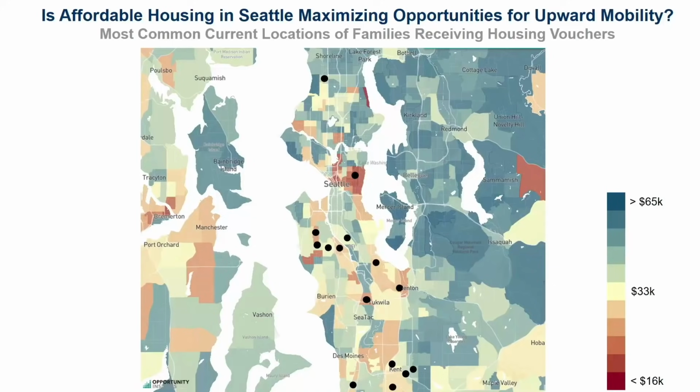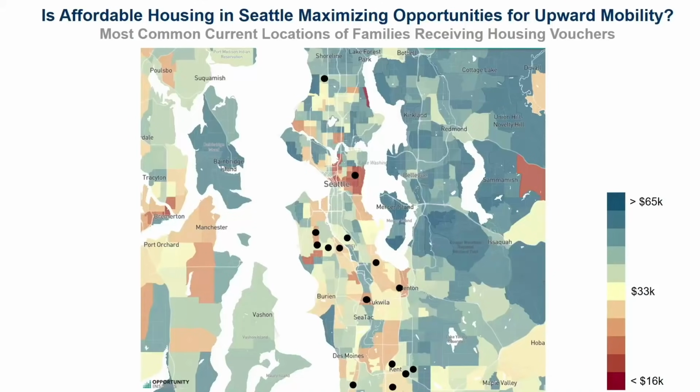So what we're doing here is just taking a screenshot of the Opportunity Atlas in Seattle, the standard statistic that you're used to seeing, with the usual coloring and so forth. And the dots here represent the most common census tracts where families with housing vouchers in Seattle currently live. What you'll see is a very clear pattern, which is that these dots tend to be clustered in the red and orange areas of the map, not the green and blue areas of the map, right? They're clustered in the lower opportunity places where kids are not going to have great outcomes, right?